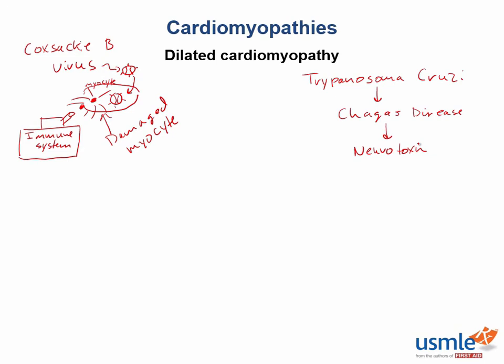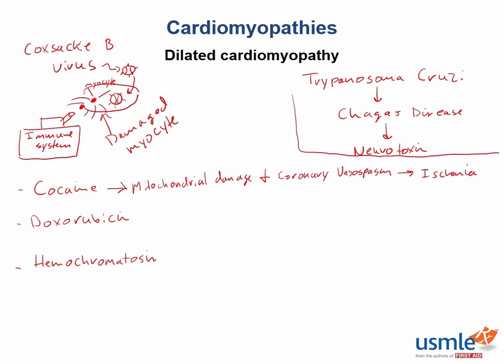Now, on top of that, cocaine, doxorubicin, as well as hemochromatosis all result in a chemical-induced toxicity to myocytes. Now, cocaine actually directly damages the mitochondrial membrane, and it can also lead to coronary artery vasospasm, inducing ischemic damage. Now, doxorubicin is an intercalating agent, and it can intercalate the mitochondrial DNA, resulting in DNA strand breaks. It also can generate free radicals, which will cause further damage, and all of this will lead to myocyte damage, which will then lead to our dilated cardiomyopathy.